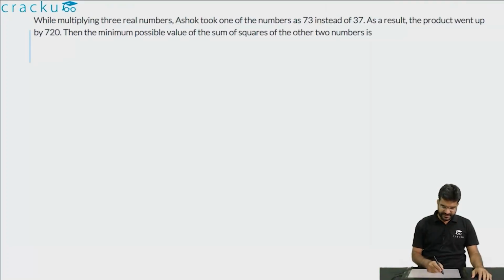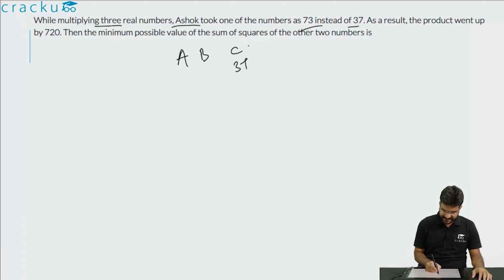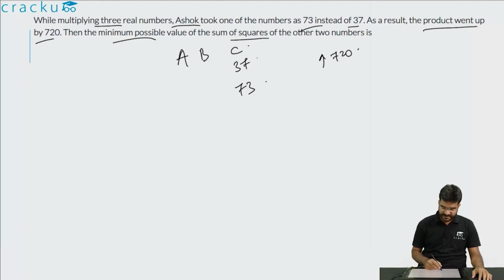In this question, it is given that Ashok was multiplying three numbers, and instead of 37, he took 73 as one of the numbers. So suppose the three numbers were A, B, C, and C is 37. Instead of 37, he took 73, because of which the product went up by 720. So the product went up by 720. We are required to find out the minimum possible value of the sum of the squares of the other two numbers. So basically what is given is that 73 into AB, which is the new product, is greater than 37 into AB, which is the original product, by 720. This is what has been given.